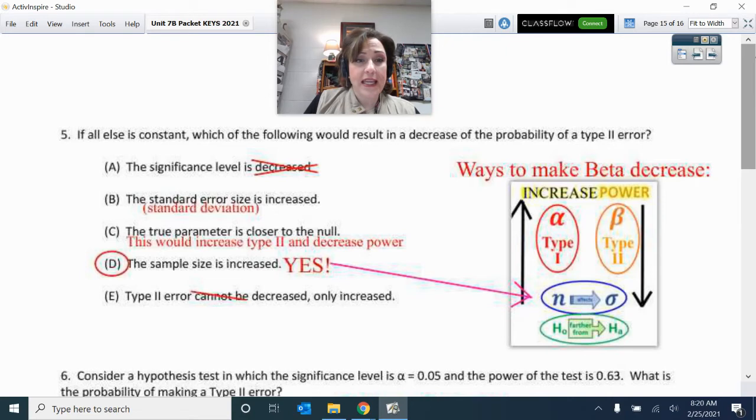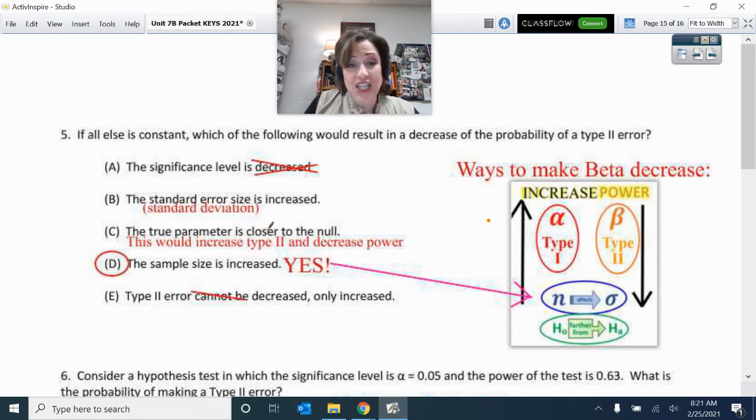Okay, next, again, we have this other one that's asking us, now we're asking about decreasing of the probability of a type 2 error. So I went and I found the graphic that showed this little orange circle going down, so beta going down, and then I know what's going on. So the significance level is alpha. It says it decreases, and that's not true. The alpha is increasing. Okay, this says the standard error size is increased. That's the same thing as standard deviation. So see, look here over here on the right, I can see standard deviation is going down. So that's a no.